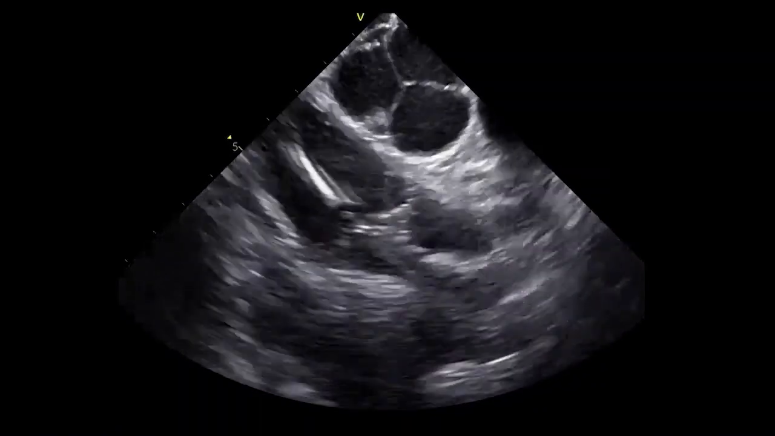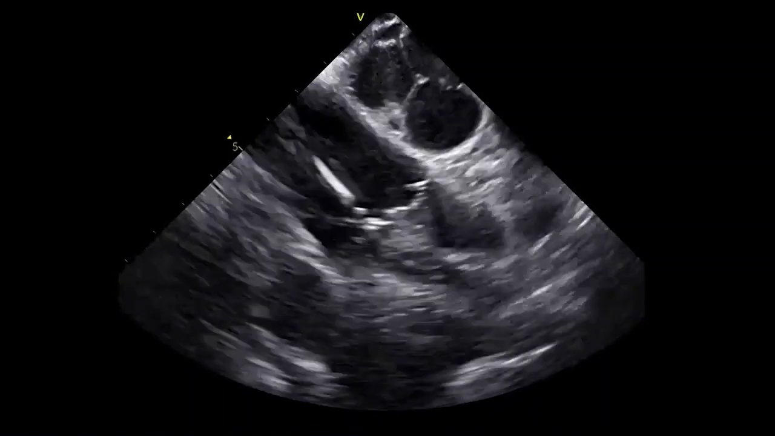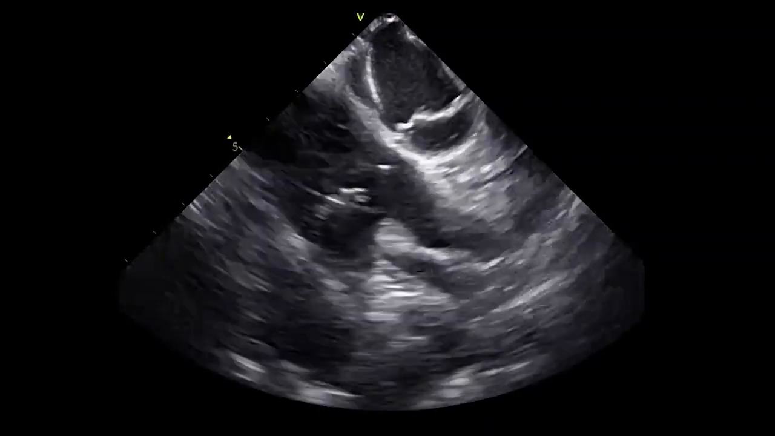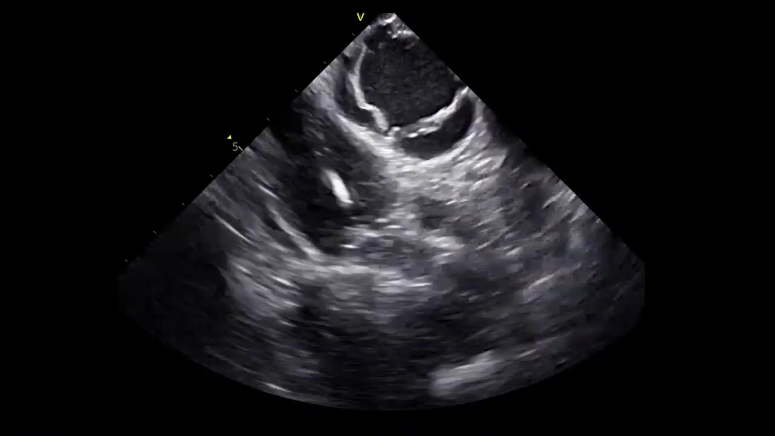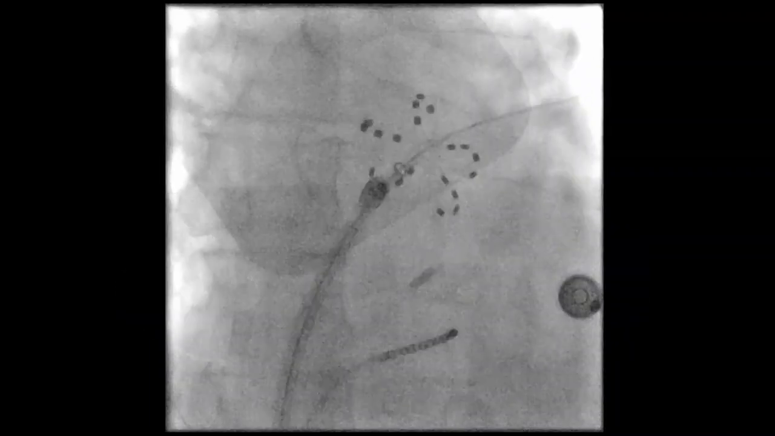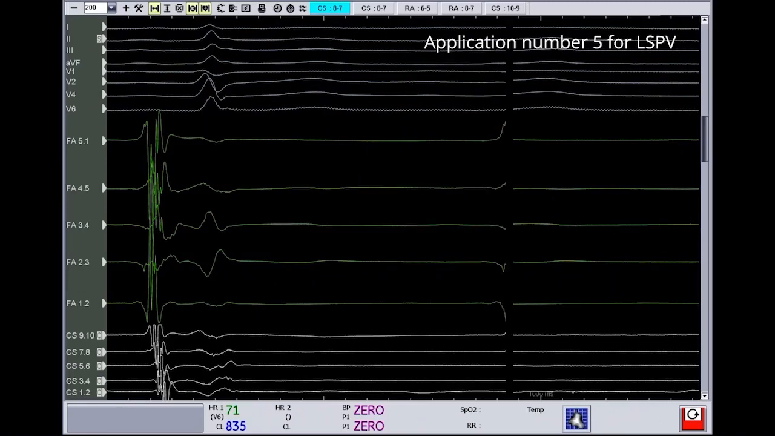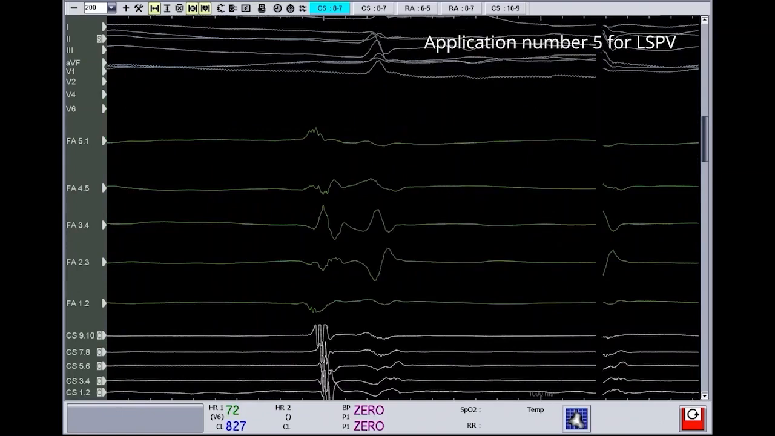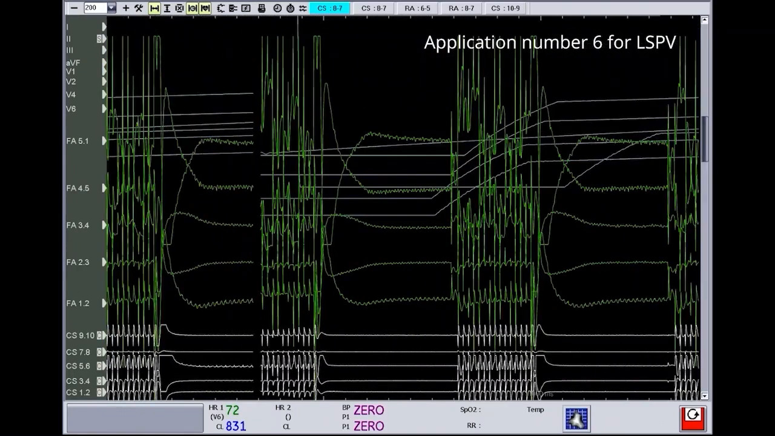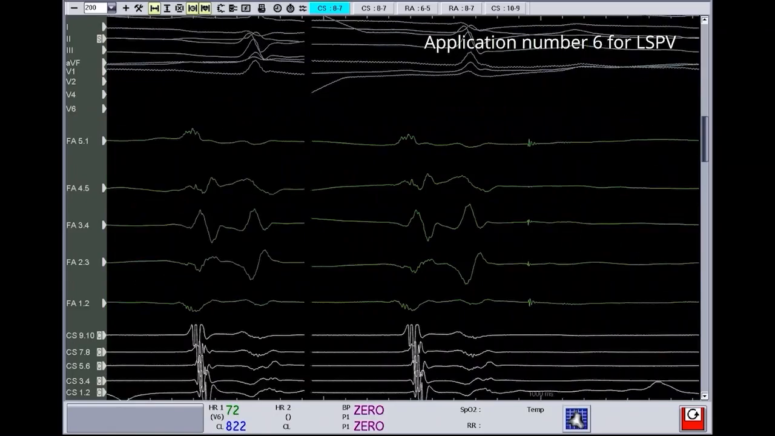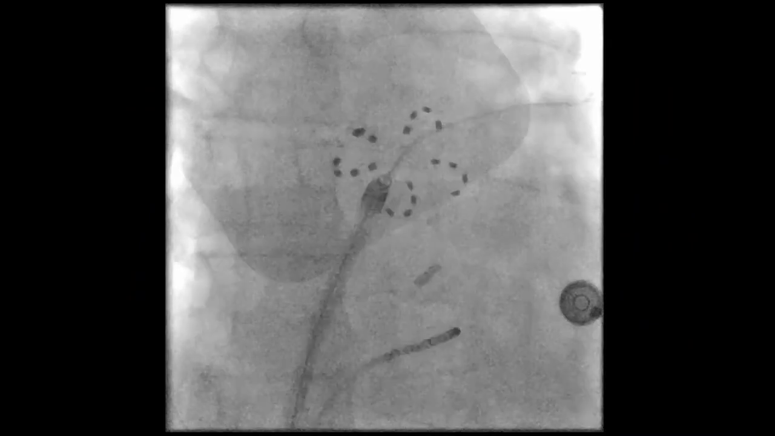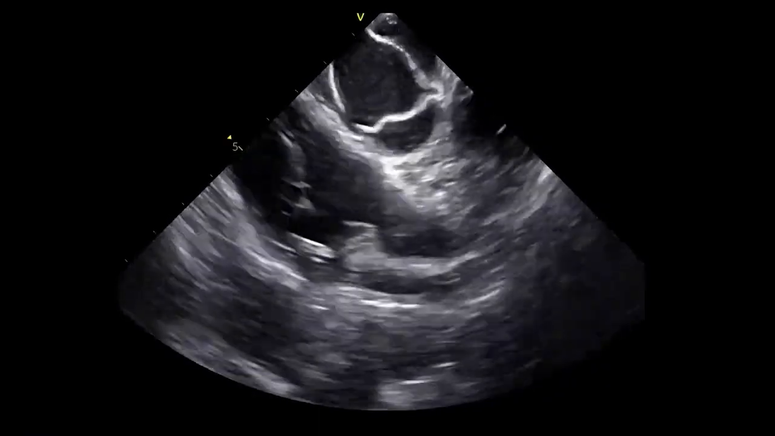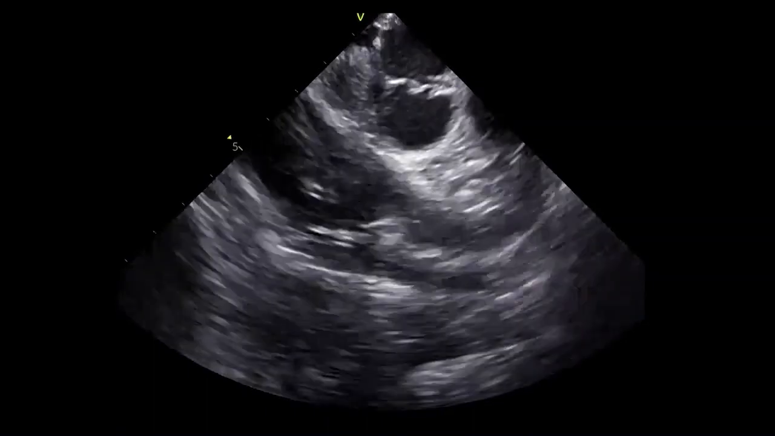This is an anterior position as it overlies also the left atrial appendage. With clockwise rotation of the sheath, the position can be adjusted. Then applications 5 and 6 are delivered. Subsequently, the Farawave is rotated about 30 degrees and the position is checked on ICE. Applications 7 and 8 are delivered.